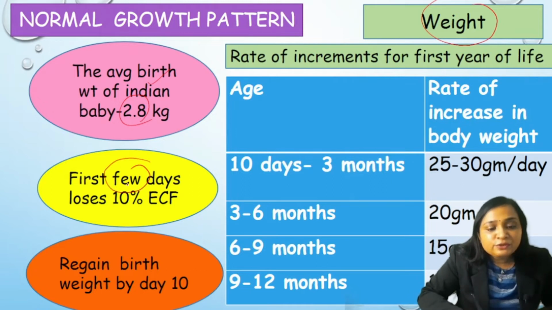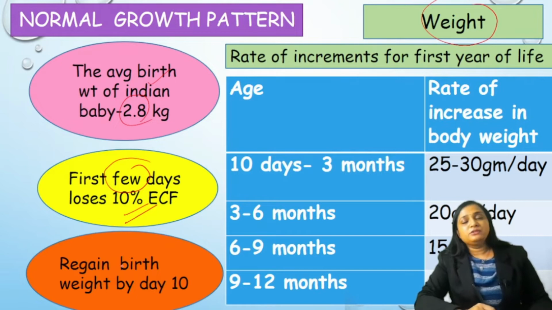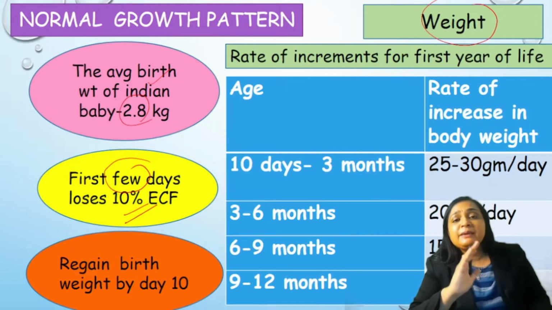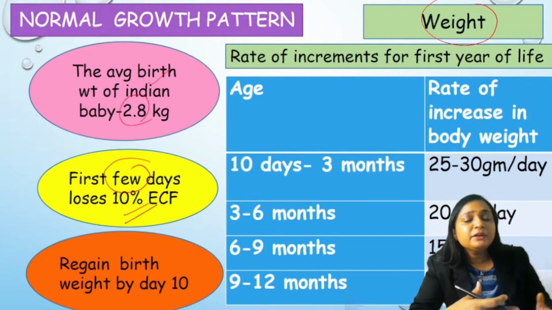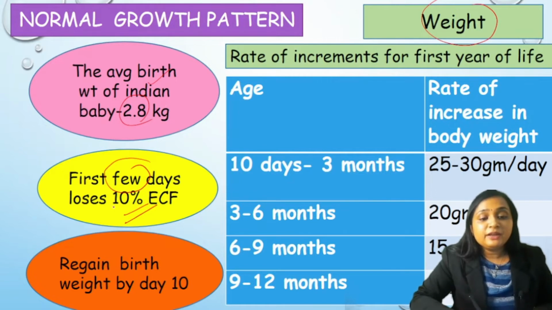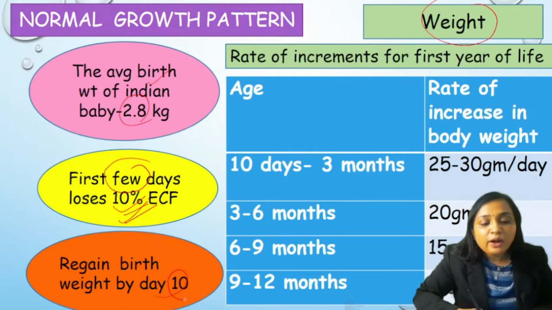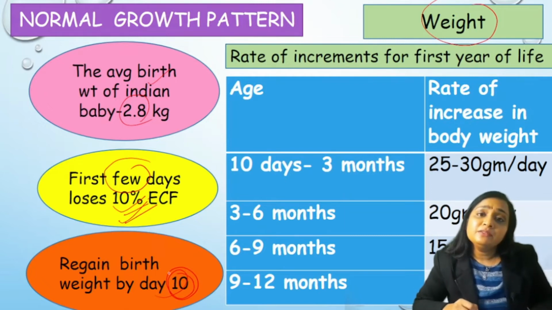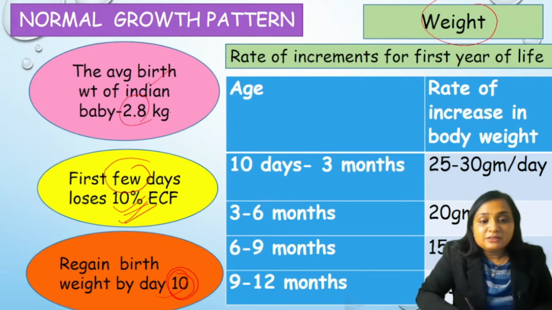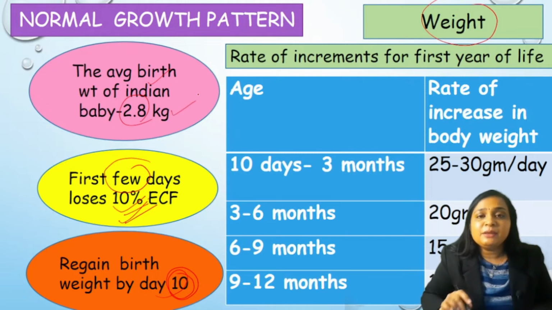However, for the first few days, 10% of the body weight is lost. This is applicable for a full-term newborn. It is not at all the same for a preterm, because for the preterm the birth weight will be different. The rest of the rules are not applicable to preterm babies. So please remember, this is only applicable for a full-term child. Here we are losing 10% of the extracellular fluid. But by 1 week or 10 days, the birth weight is again achieved. So remember that 2.8 is the average Indian baby birth weight, and the birth weight is regained by 10 days.